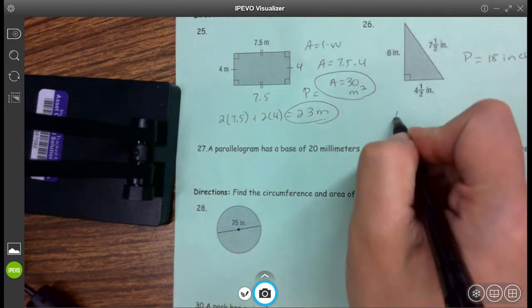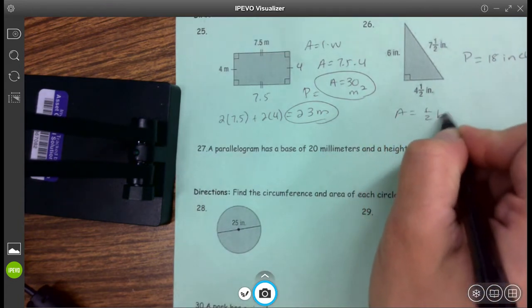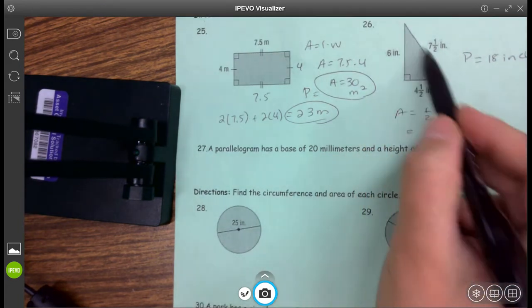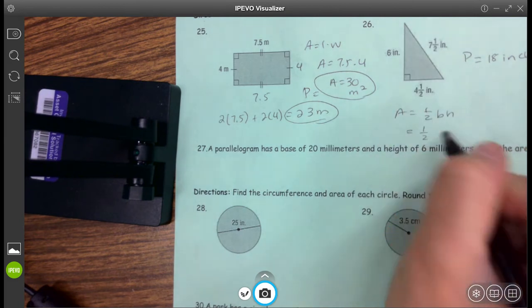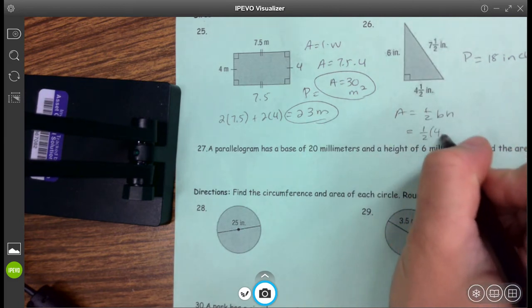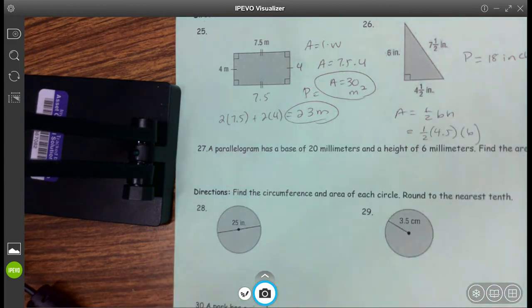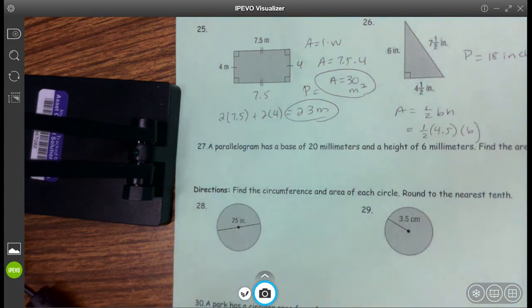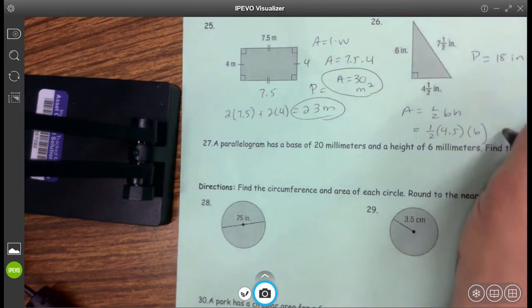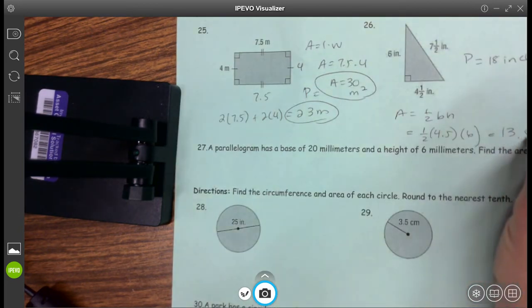Over here, to find the area of a triangle, it's 1/2 base times height, because it's half of a rectangle. The base is 4.5. The height is 6 inches. The height is always the altitude. It makes a right angle. So 6 times 4.5 times 0.5, put in the calculator, it's going to be 13.5 inches squared.